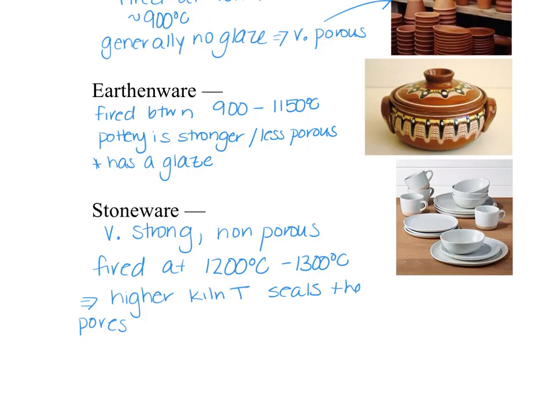So when we think about the difference between a terracotta pot and our dinner dishes, we would not want to serve food on a terracotta pot. It's going to absorb the oils and the liquid and the water from the food into the pot. Well, your dishes, because they are stoneware and those pores are sealed with the higher temperature firing process, you don't absorb any of the food into your plates. And so they're very reusable.